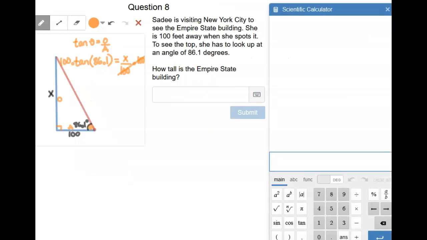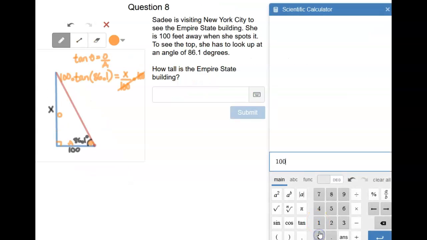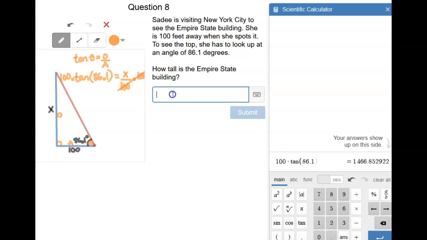And when we do this, we can just type that in exactly, 100 times the tangent of 86.1, and here's our answer. So we're going to round that to the nearest foot, just because it makes sense to do that rather than round to the nearest tenth. So this would be 1,467 feet tall.